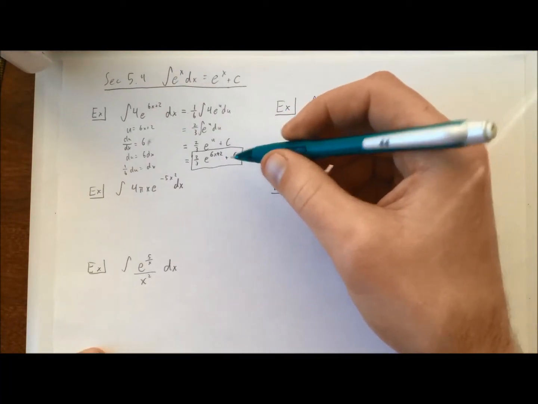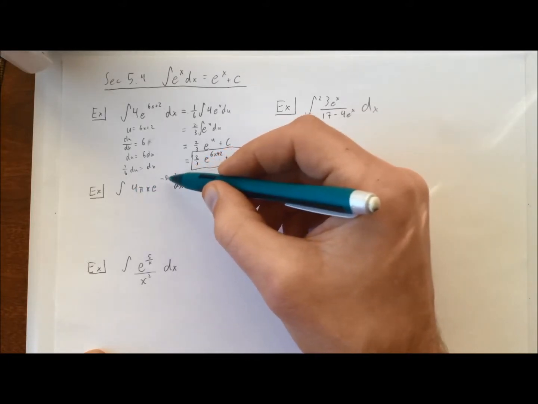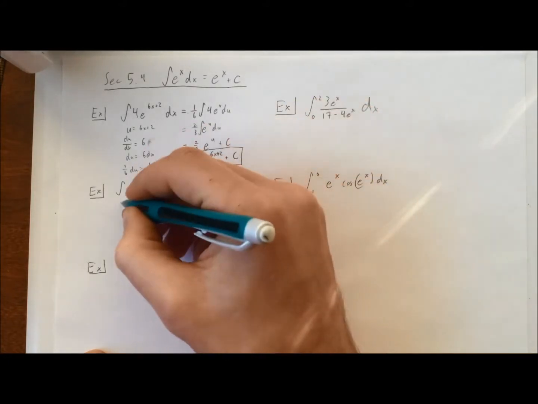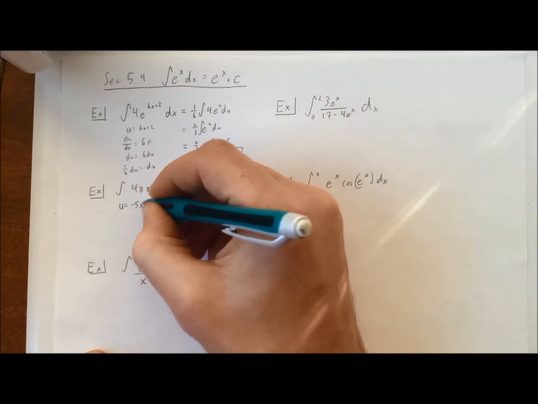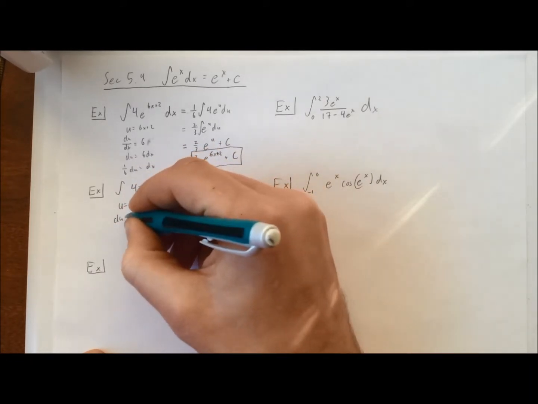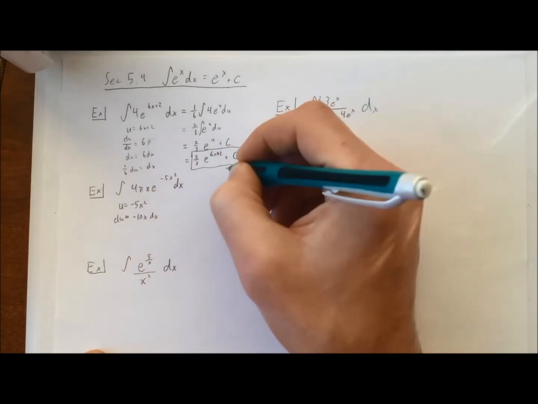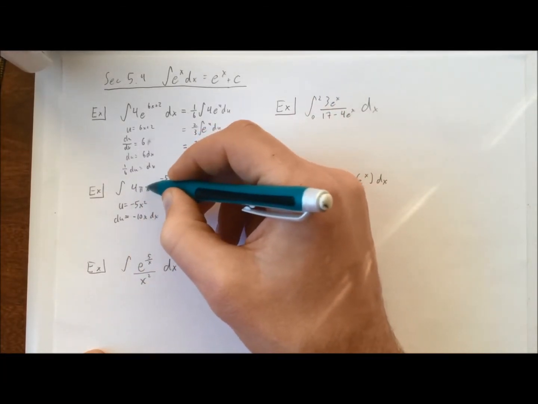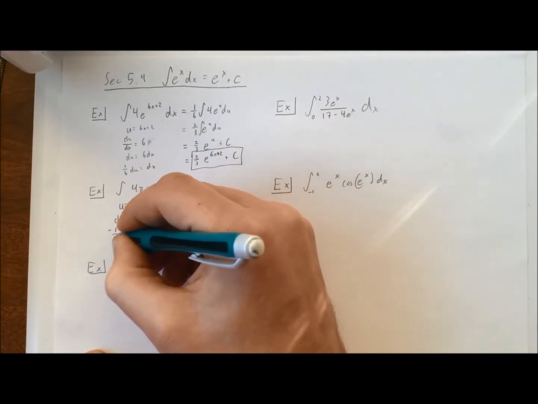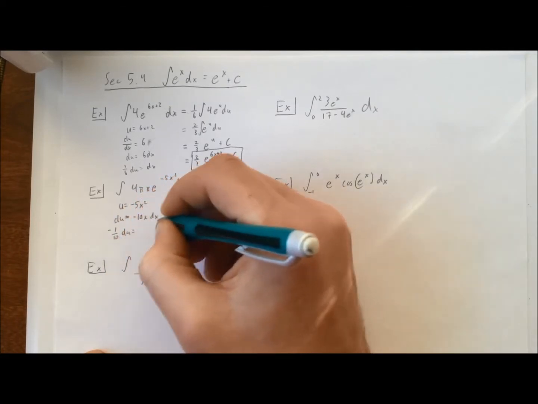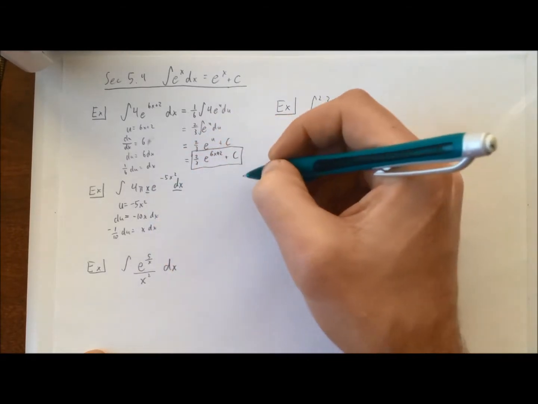Next problem, same sort of thing. It's not just e to the u right here. 4 pi x e raised to the negative 5x squared. Well, let's try u is equal to negative 5x squared. Du is going to be negative 10x dx. Now, I don't have the negative 10 out here, so let's just slip this over to this side. Negative 1/10 du is equal to x dx. X dx right there. Excellent.